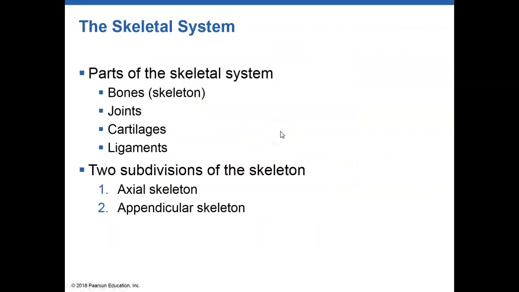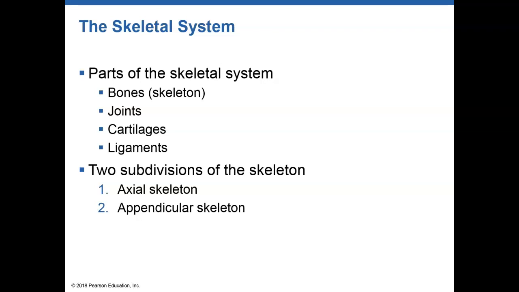So there are lots of parts of the skeletal system. Remember, it's an organ system, so it's going to have more than just bone. We have bones, we have cartilage, both hyaline cartilage and fibrocartilage. We have ligaments that are composed of dense regular connective tissue. Remember, both cartilage and ligaments are not vascular, so therefore they don't heal very effectively.